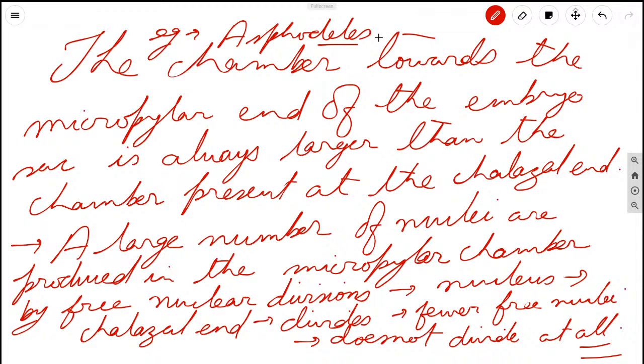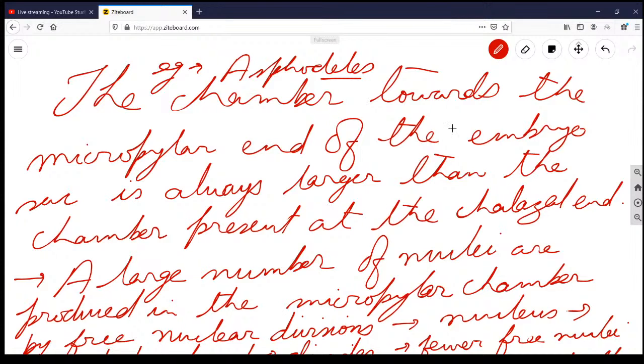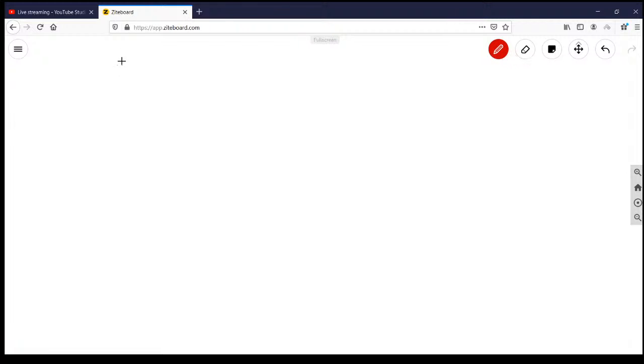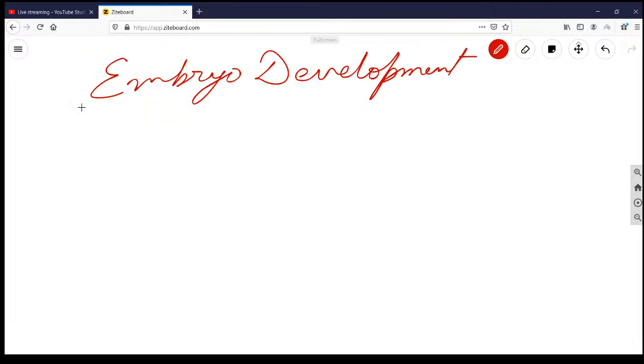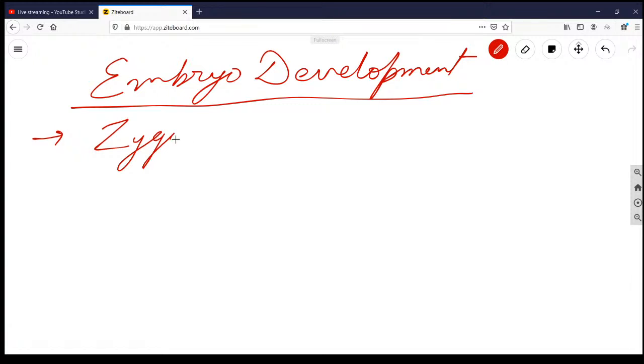Now coming on to embryo development, the next topic of our discussion. What happens after the fertilization event? The fertilized egg is known as what? Zygote or oospore. You all know that. So it becomes zygote or oospore in case of plants, after syngamy takes place. Now, following a predetermined mode of development known as embryogeny, it gives rise to an embryo.